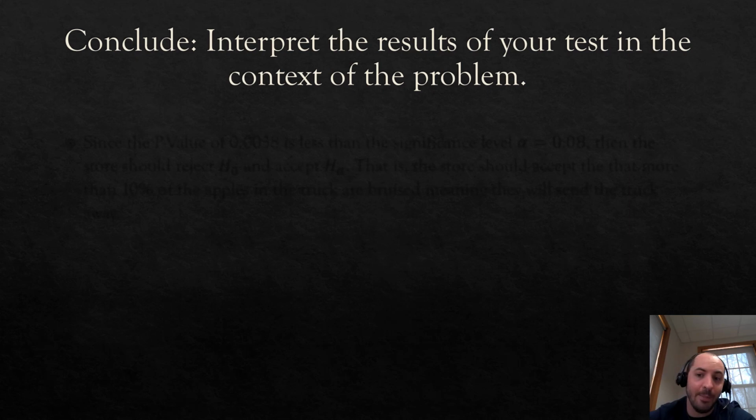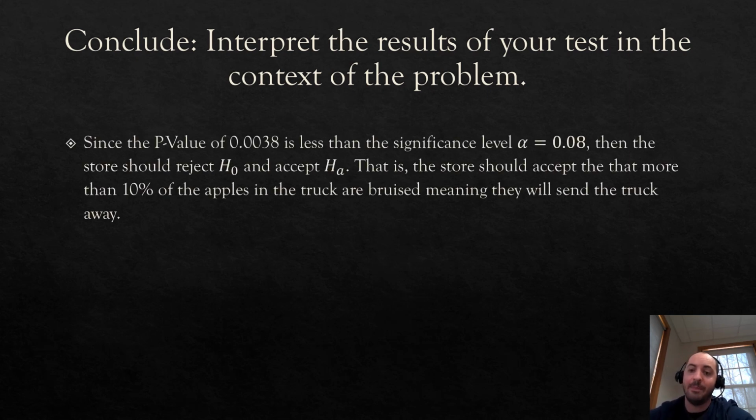Once you have that, you can go to your concluding part. So we're always going to compare that p-value to your significance level. And in this case, since our p-value of 0.0038 is less than the significance level of 0.08, then we should reject the null hypothesis to accept the alternative. In this context that means the store should accept that more than 10% of the apples in the truck are bruised, meaning that they will send the truck away. The truck's going to have to come back with a new load for us.